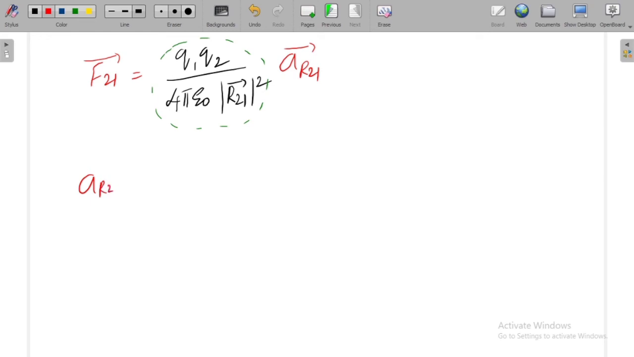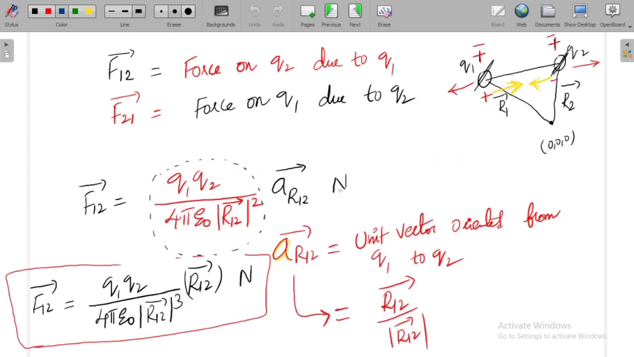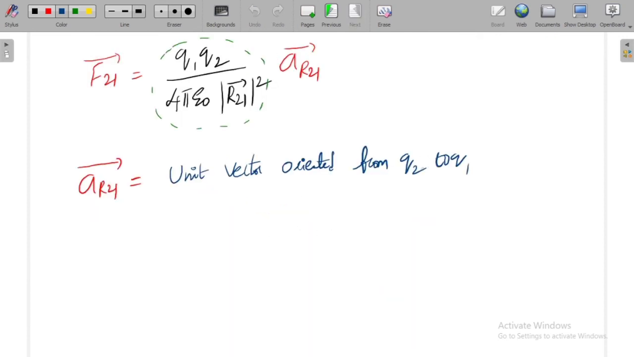Now what is AR21 bar? AR21 bar is nothing but a unit vector oriented from Q2 to Q1. If you see the previous one, AR12 bar is a unit vector oriented from Q1 to Q2. Now AR21 bar is a unit vector oriented from Q2 to Q1, and a unit vector is always the ratio of a vector to its magnitude. R21 bar is the vector, and the magnitude is R21 bar magnitude, right?